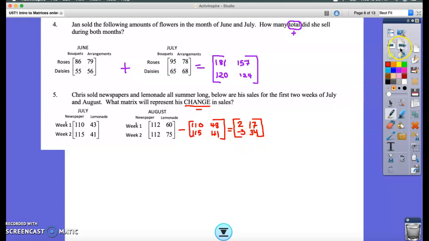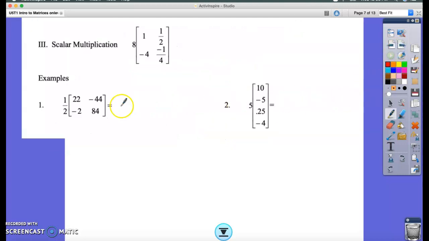Okay, so last thing I'm going to do is scalar multiplication. You are going to love this because it reminds you of your good friend the distributive property. When you have a number outside of a grouping, instinct is distribution, and it should be. You just are like, everybody gets this 8. So 8 times 1 is 8. 8 times a half is 4. 8 times -4 is -32.